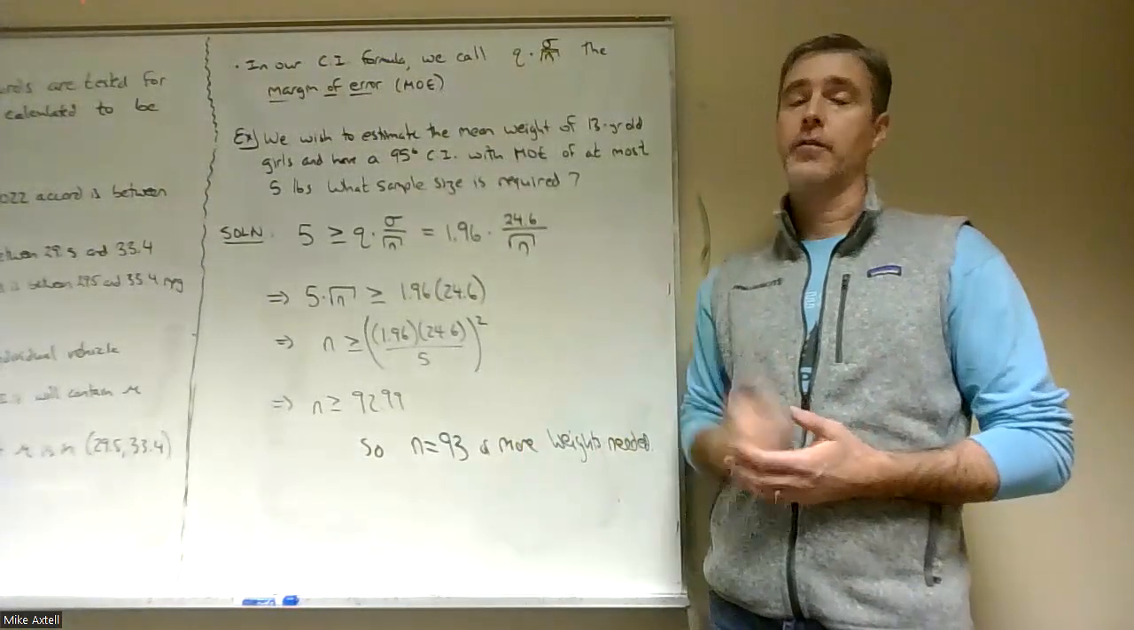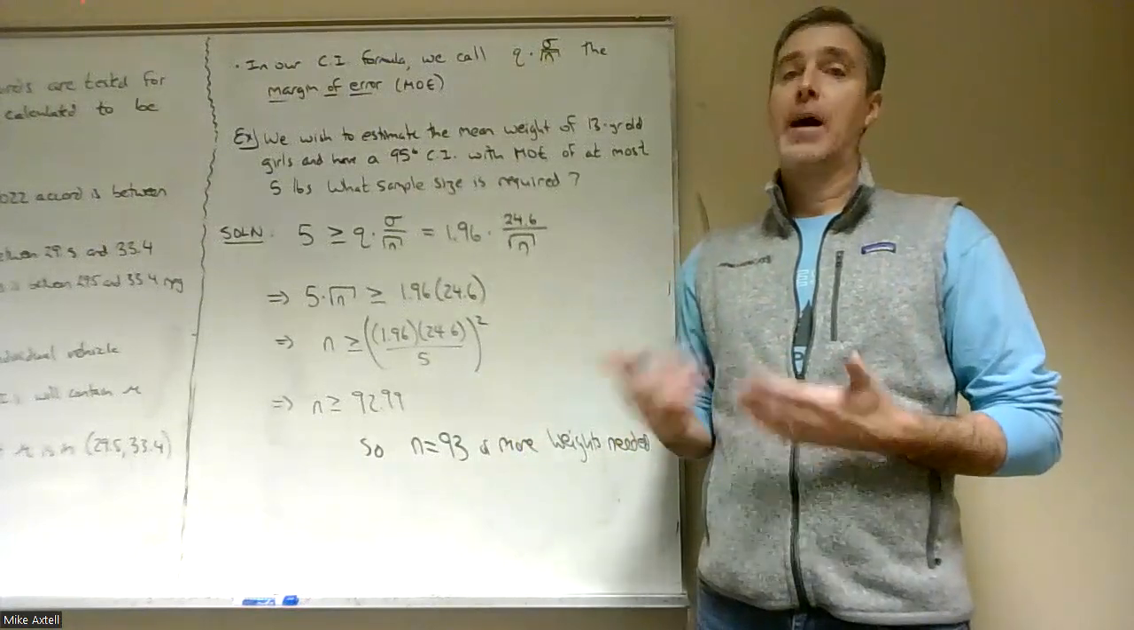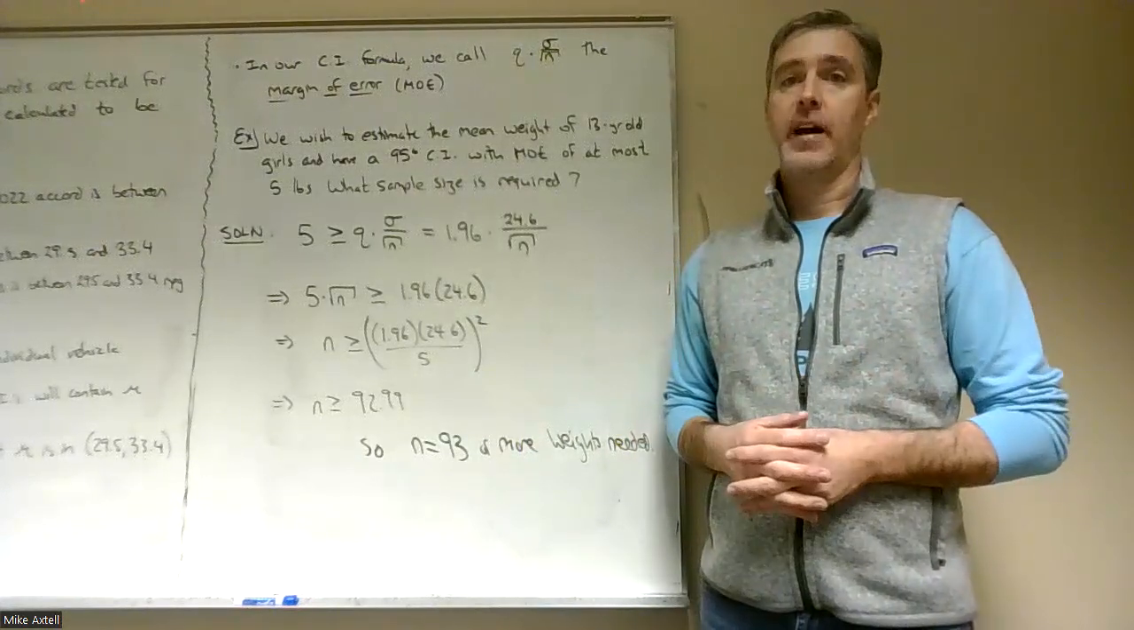Okay? And if you note, if you look back at the confidence interval that we did, when we had an n of 150, our margin of error was definitely less than 5 pounds.